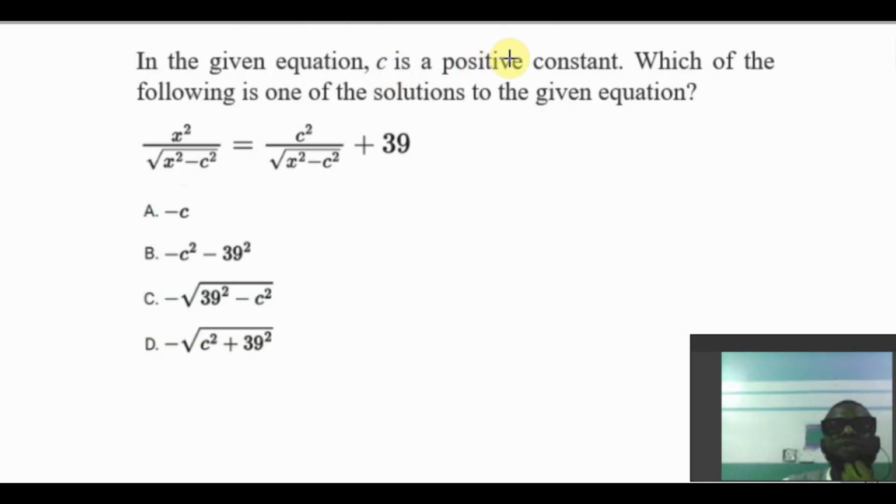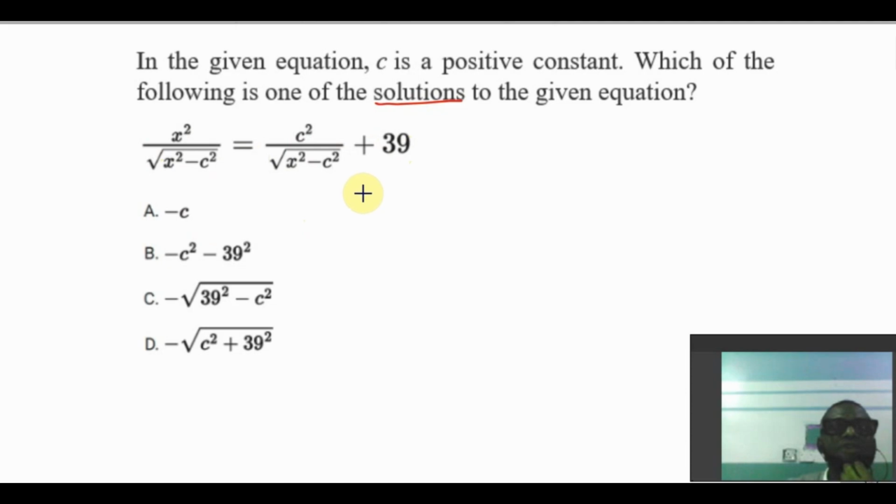In the given equation, C is a positive integer. Which of the following is one of the solutions of the equation? Okay, now C is a positive integer. For us to find the solution means we should look for the value of x. So the value of x here is the solution of this expression. The value of x will be expressed in terms of C and 39, like making x the subject of the formula.